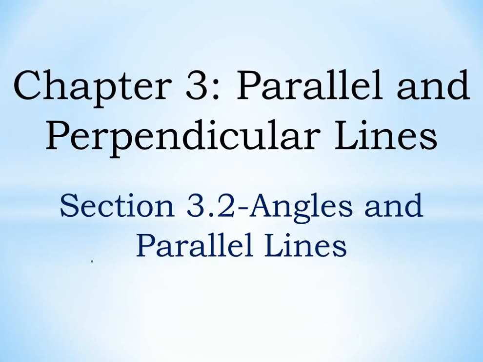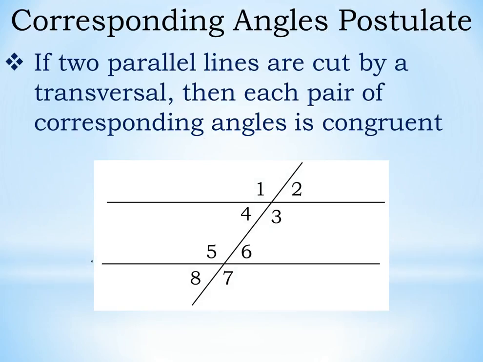Alright, so today we're going to talk about specific types of angles and how they relate to parallel lines. So, corresponding angles postulate. This tells us if two parallel lines are cut by a transversal, then each pair of corresponding angles is congruent. So, corresponding angles would be like angles 1 and 5, 2 and 6, 7 and 3, and 4 and 8. Those will all be your corresponding angles.